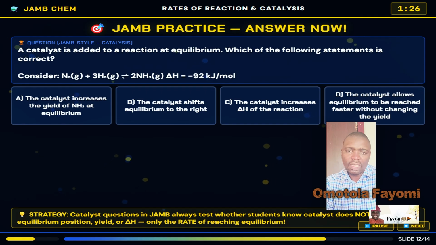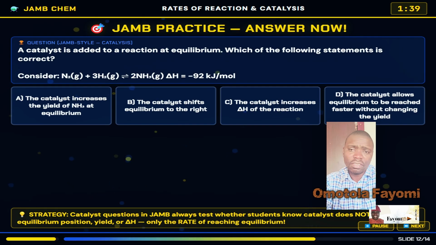Option D, correct. The catalyst speeds up both directions equally. The system reaches the equilibrium position faster but arrives at the same equilibrium position. In industry, this is enormously valuable. You reach the product yield in less time, using less energy for heating.